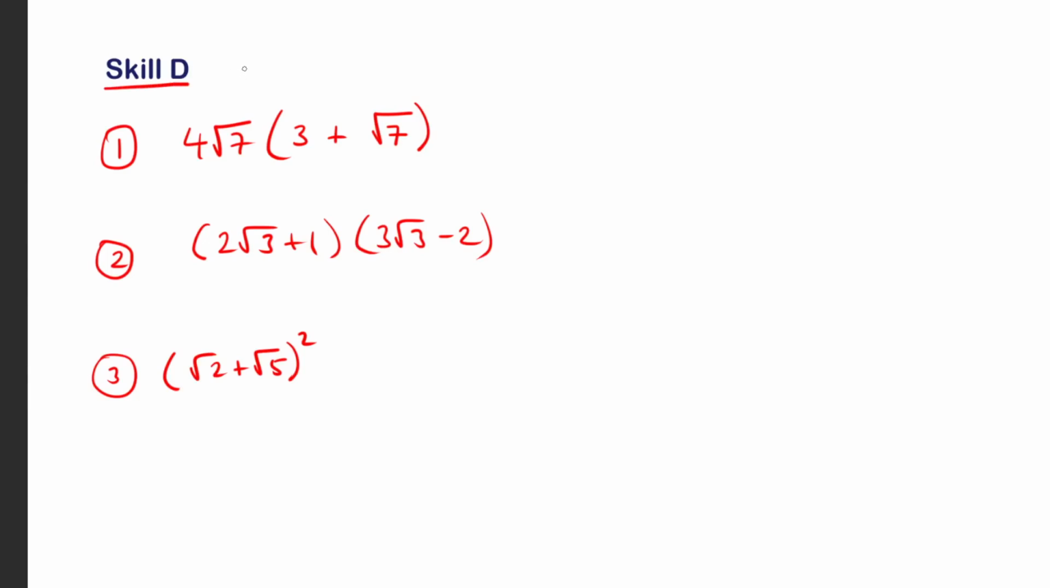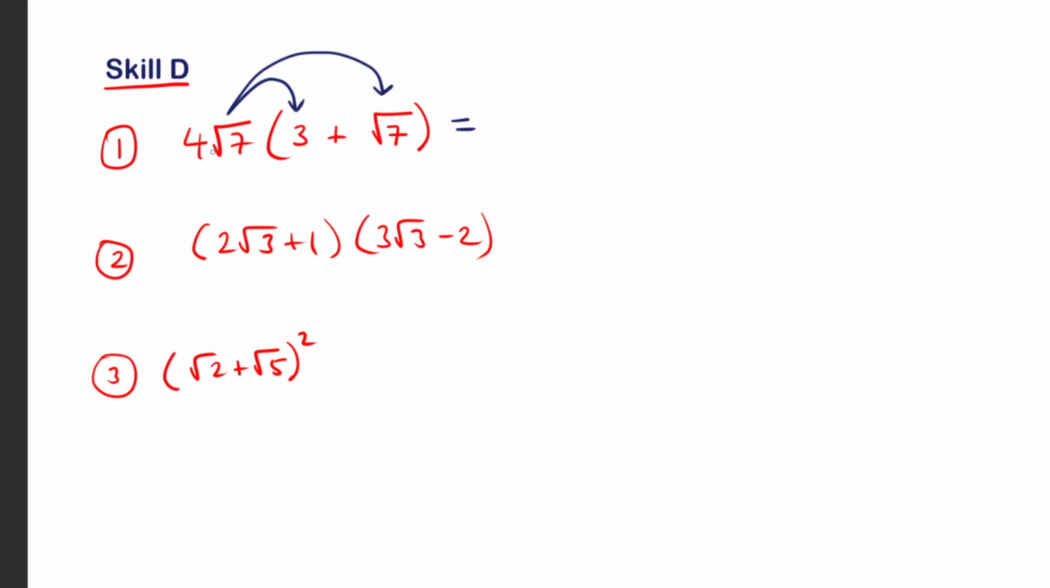Skill D. So skill D is multiplying out brackets. So here we have a single bracket. So we need to do this times this first, and then we're going to do this times this second. So you have to remember all the things that we've learned before, all the other skills, and kind of put them together here.